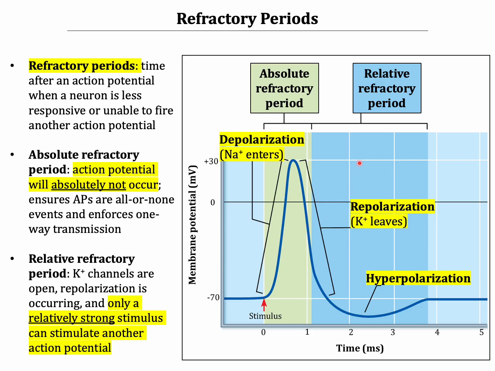In comparison to this relative refractory period, another one probably could generate at this point, but the stimulus must be really strong to stimulate another action potential because at this point it's still undergoing that repolarization and hyperpolarization zone. So only something super duper strong is going to cause that cell to fire again.